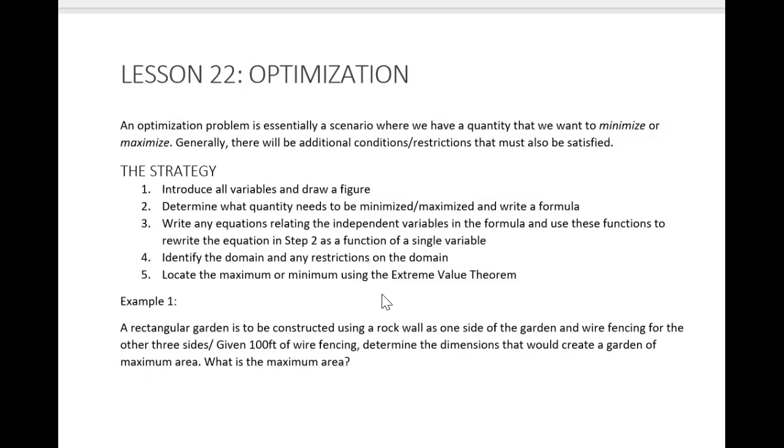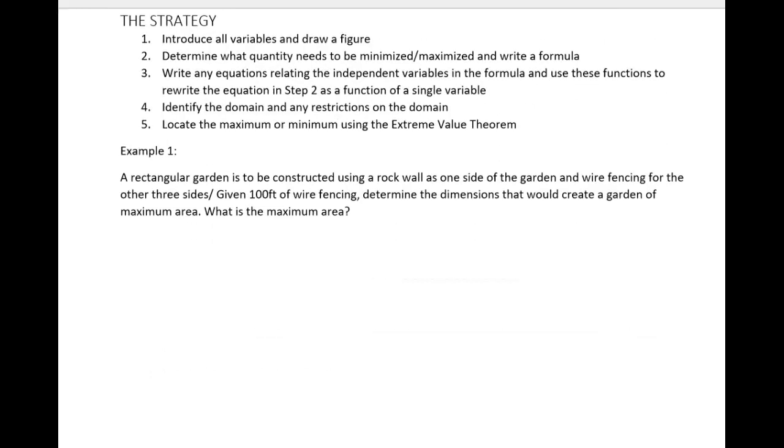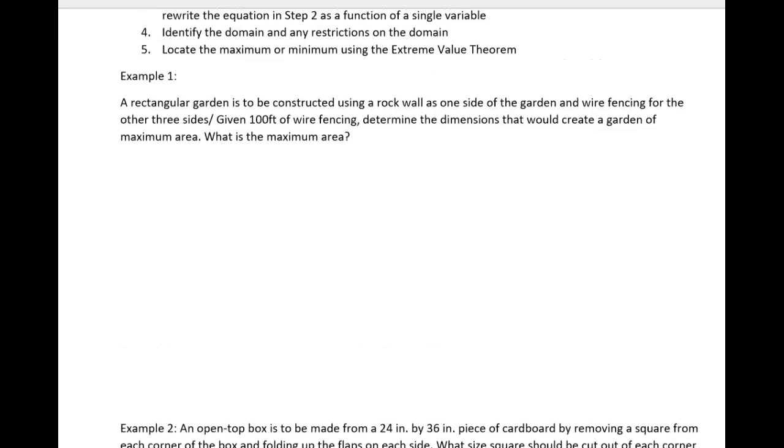So our first example is an area question. We're going to construct a rectangular garden using a rock wall as one side of the garden and wire fencing for the other three sides. Given 100 feet of wire fencing, determine all dimensions that would create a garden of the maximum area.